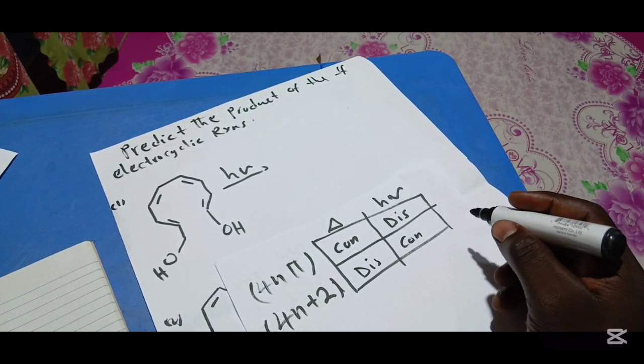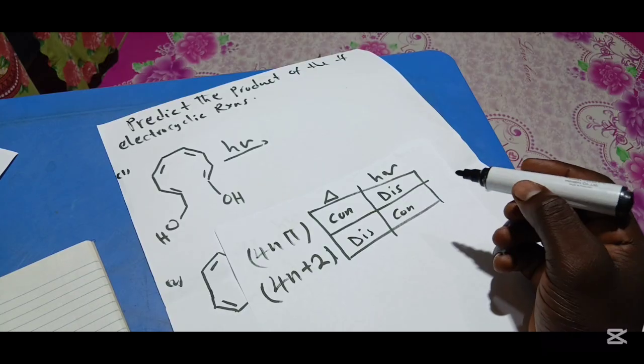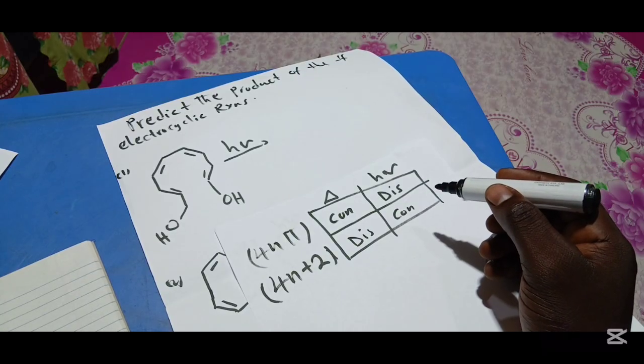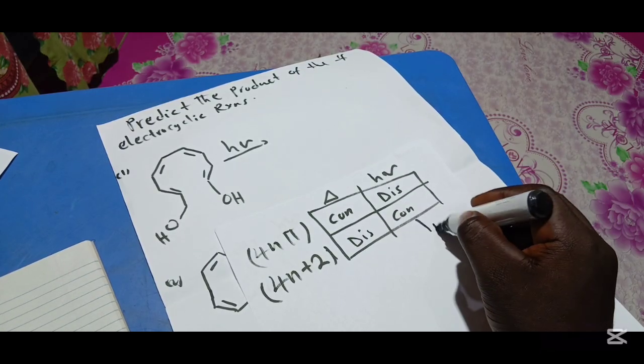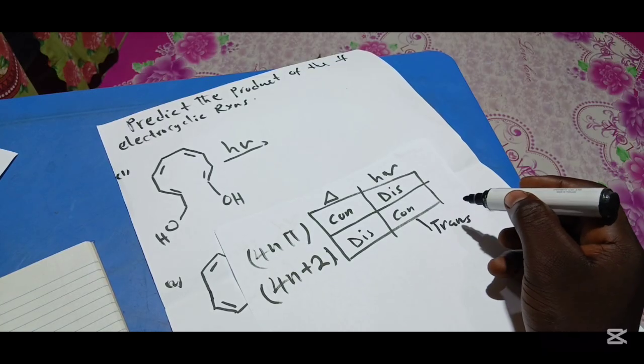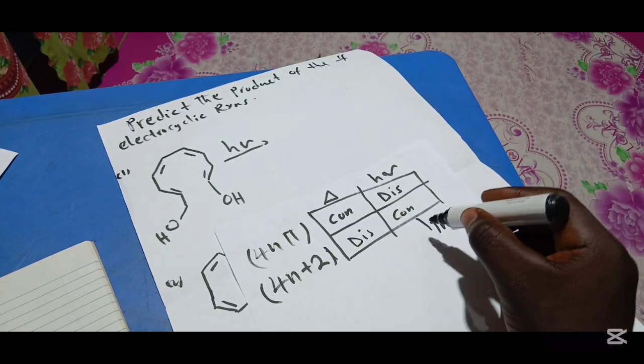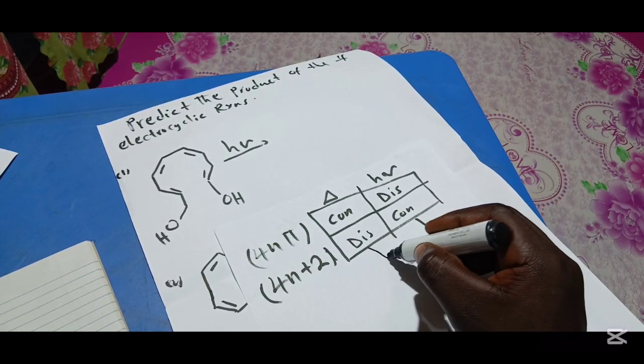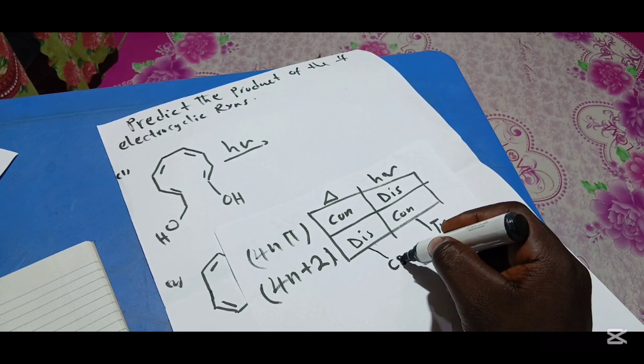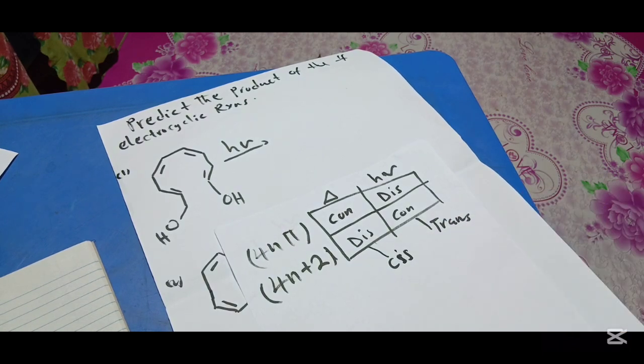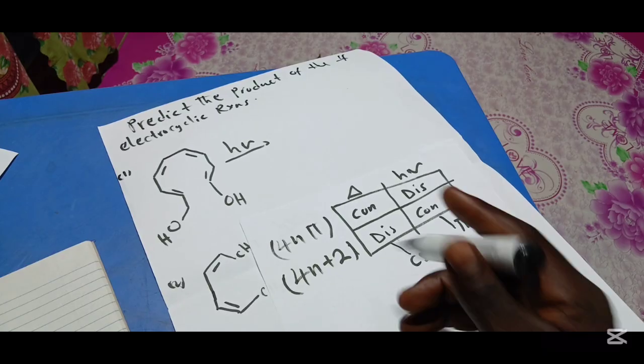And we know when we have conrotatory, what is the stereochemistry? We know for conrotatory, we are going to form trans, right? Trans, yes. Like what we did earlier, for conrotatory, we got trans. And for disrotatory, as the name sounds, it sounds like cis, right? Cis. So we're going to find the cis product, right?